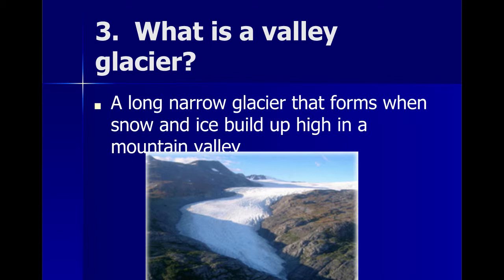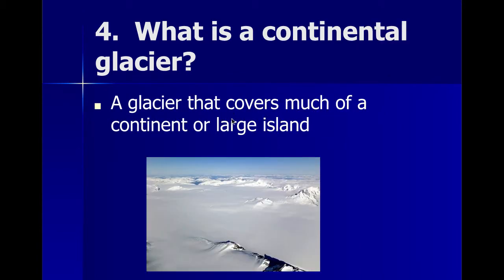A continental glacier is a glacier that covers much of a continent or a large island. Like Greenland has a continental glacier on it, or Antarctica has a continental glacier. So you can see how it spans far and wide. It's not just in the valley of a mountain range. So you're writing continental, continent, and island.